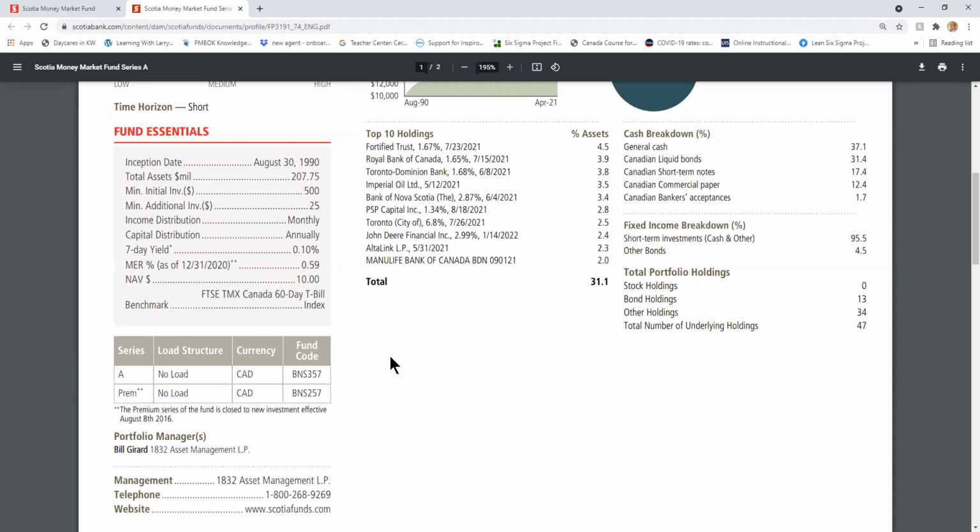But if you buy a mutual fund from an investment advisor, you may pay a fee to buy or you may pay a fee to sell. But the MER is still going to be there. All the funds have MERs. Okay.